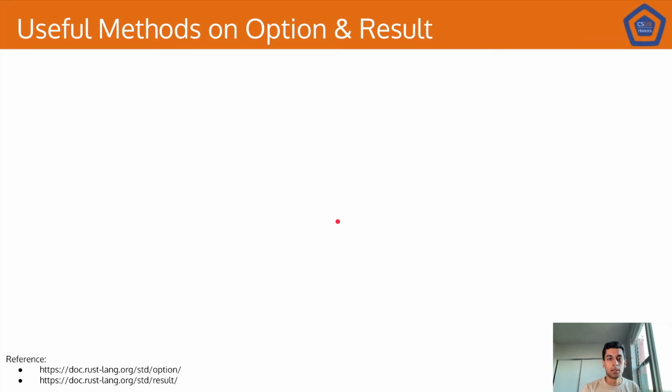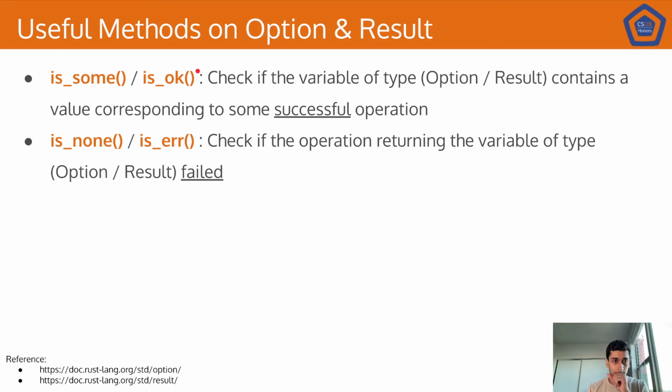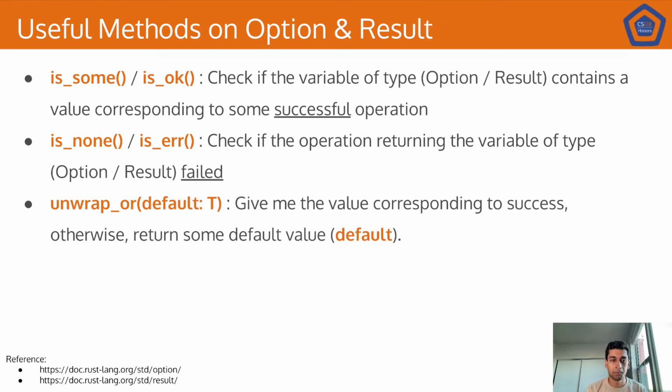Okay. So some useful methods that you've seen in the option example are is_some or is_ok. Check if the value contains a value corresponding to some successful operation. These will return booleans. is_none or is_err check if the operation returning a variable of type option or result failed. This again returns a Boolean. And then unwrap_or. So this means either give me the value that corresponds to the success of the operation or some default value. So this is going to come very handy in your MPs. So another hint there.